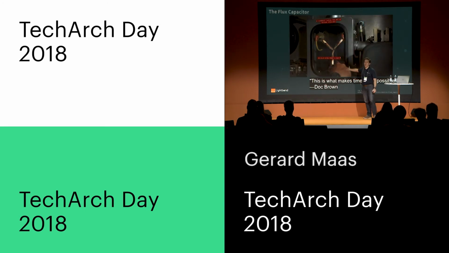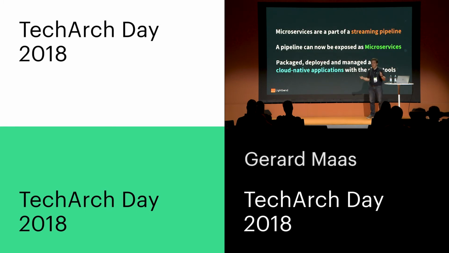And this is what makes time travel possible. This is the flux capacitor from Back to the Future. And I want to leave you with this message, the message of convergence, that microservices are becoming parts of streaming pipelines. We saw that interaction. We saw microservices consuming data from those streaming pipelines to do their work. I need the latest parameters for my model. I need a warning. I need a message that I need to get delivered somewhere. That interaction, that direction is there.